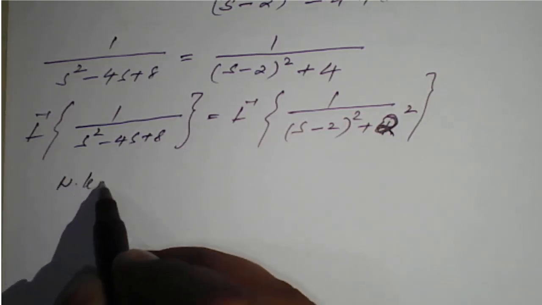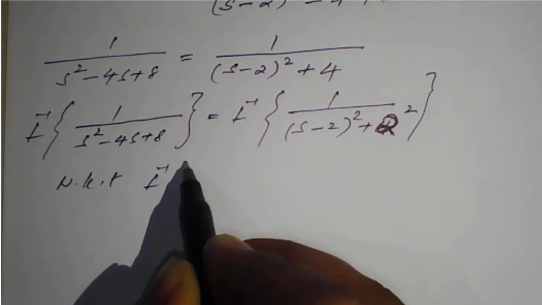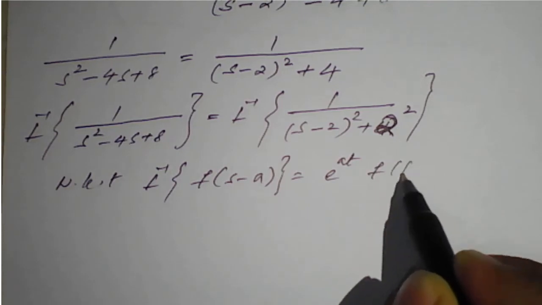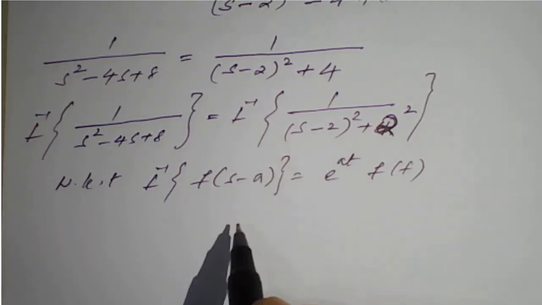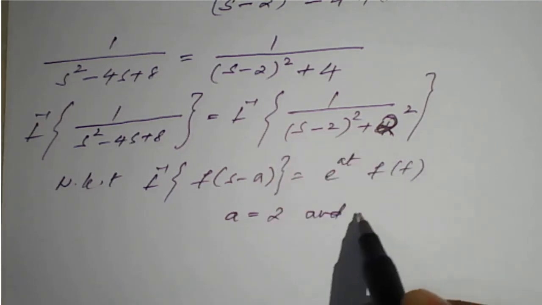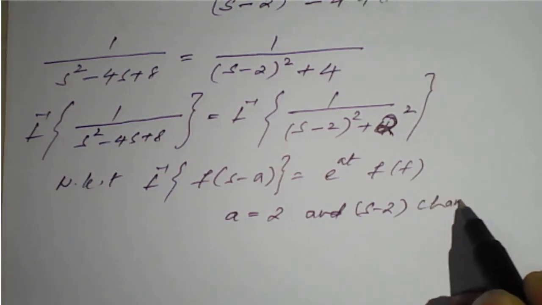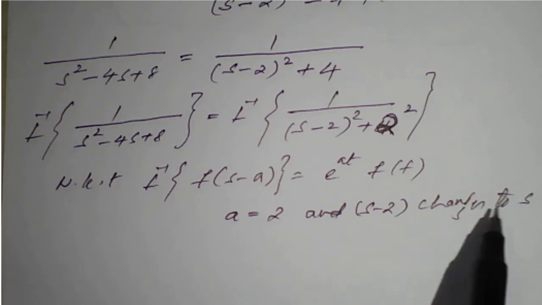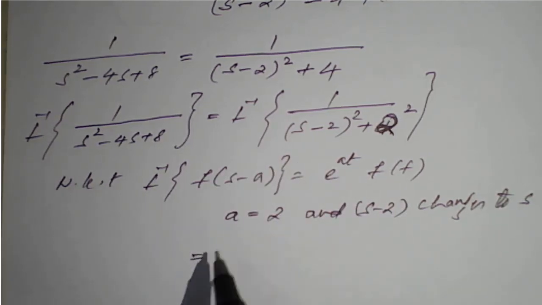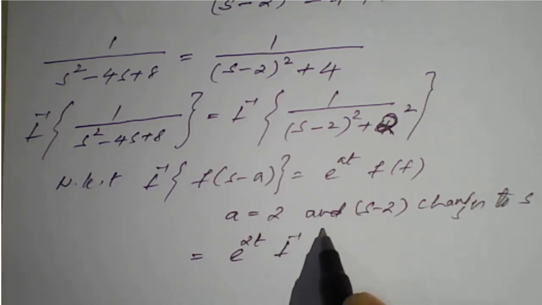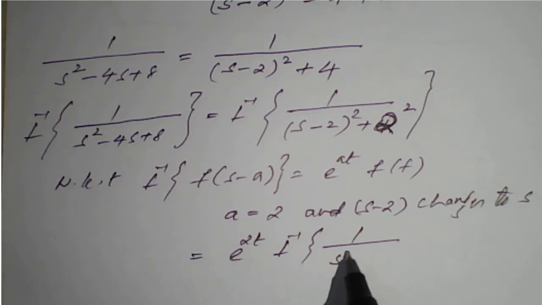We know the shifting property that we have just done: the inverse Laplace of f of s minus a is e raised to at into f of t. Here the value of a is 2, and s minus 2 changes to s. So we get e raised to 2t, and the remaining inverse Laplace of 1 upon s minus 2 changing to s becomes 1 upon s square plus 2 square.